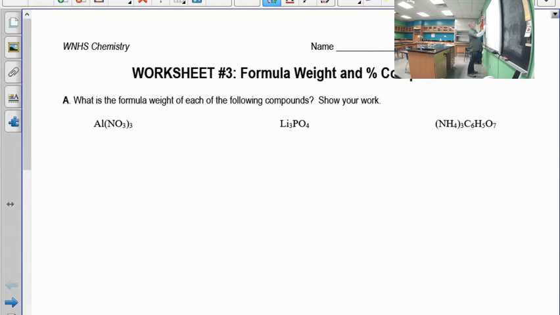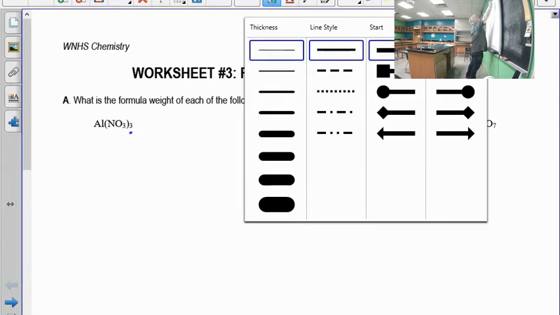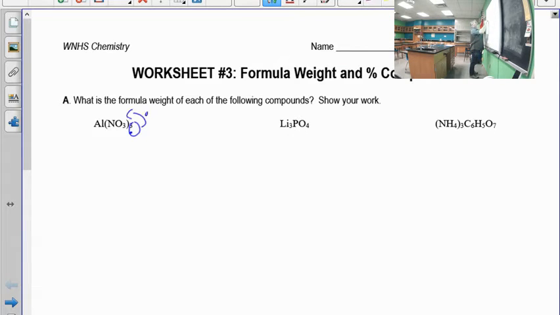If we look at this first formula here, Al(NO3)3, we have parentheses with NO3 inside, and there's a 3 outside the parentheses. Remember, this 3 outside tells you to multiply everything inside the parentheses. So we're going to start by writing down the elements that we see. We see an Al, we see an N, and we see an O.